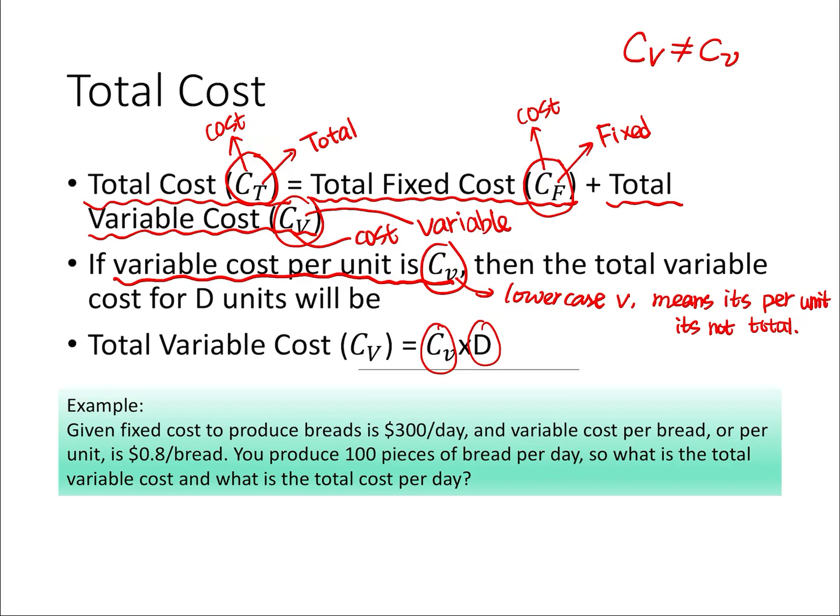Okay, and so if you are given that the variable cost per unit is C lowercase v, then the total variable cost CV will be what? Will be the C lowercase v times the demand. So D is the demand.